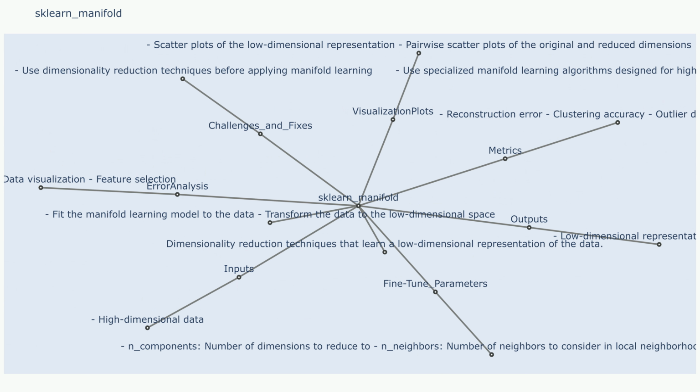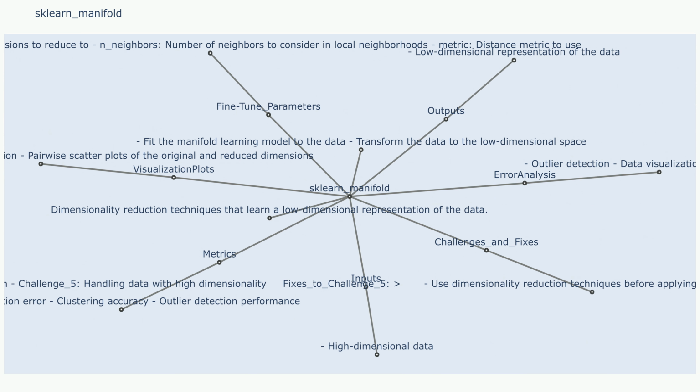Visualization plots. Visualization plot 1: Scatter plot. This plot visualizes the data points in the lower dimensional embedding space. Visualization plot 2: Manifold structure plot. This plot shows the underlying manifold structure that the algorithm has learned. This is typically represented as a smooth surface in the embedding space.